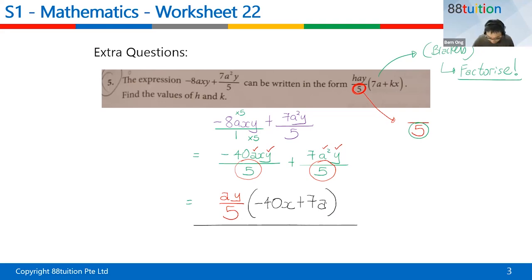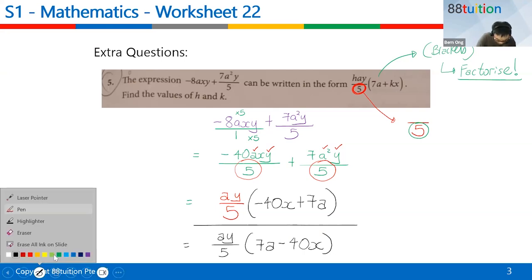So, what do you know? You know that this portion you can represent as y over 5, and you purposely put a 7a in front: 7a minus 40x. Ta-da! Can you see now?